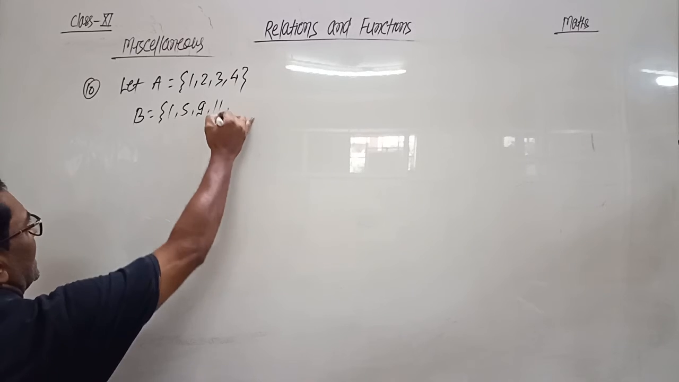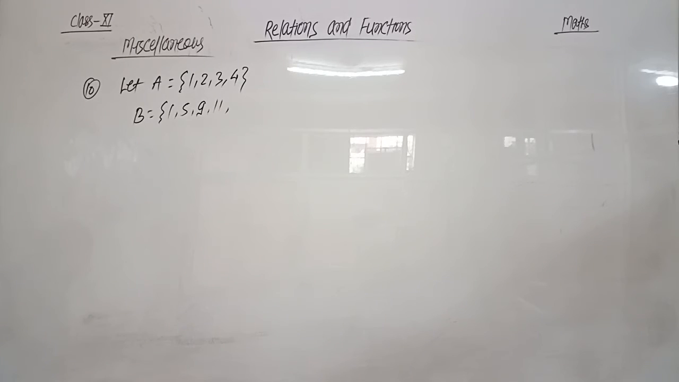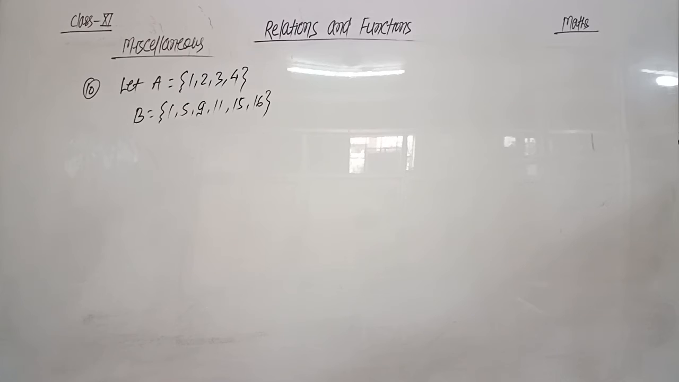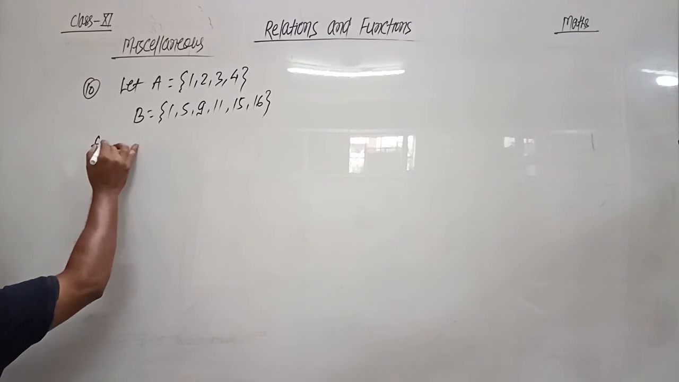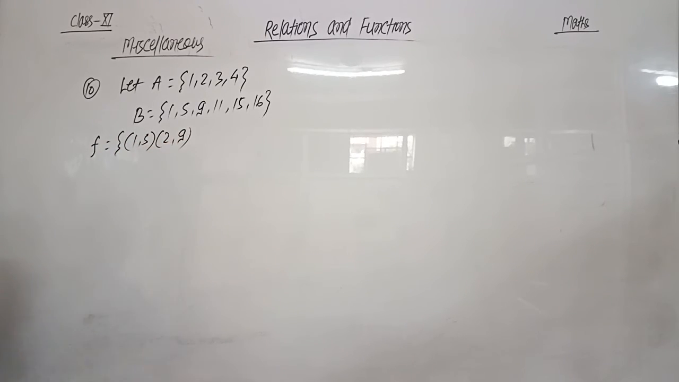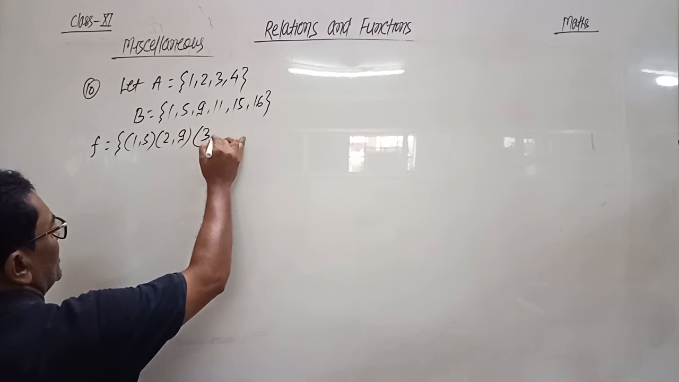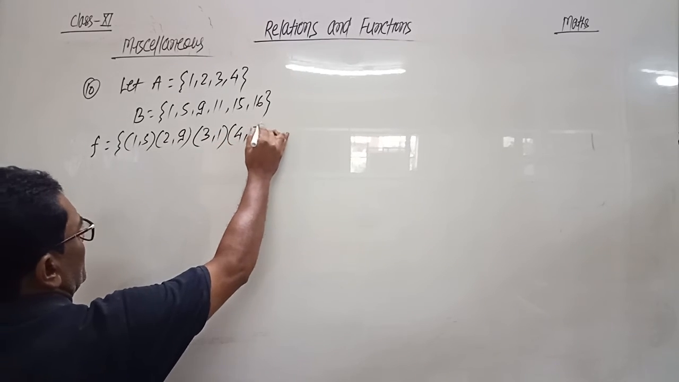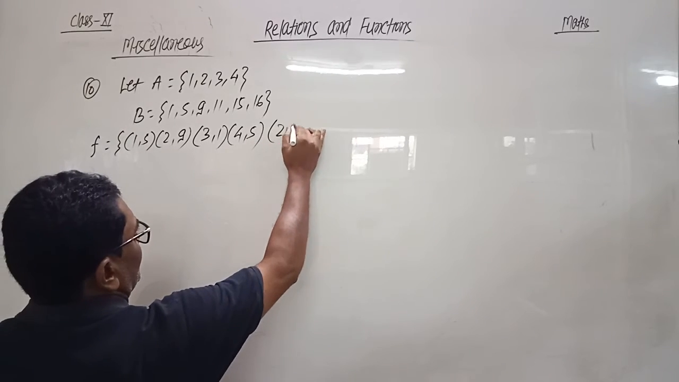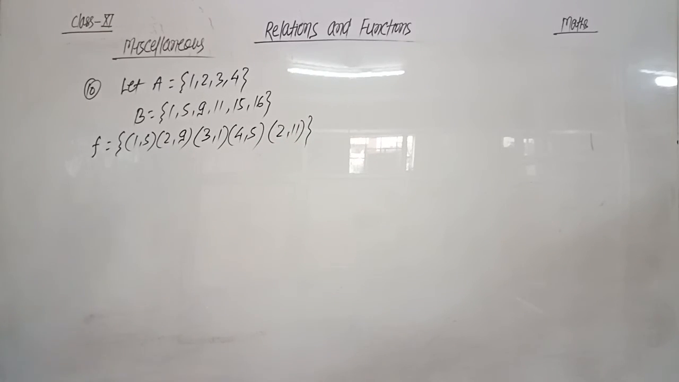Set B equals {1, 5, 9, 11, 15, 16}. And the function is given by F equals {(1, 5), (2, 9), (3, 1), (4, 5), (2, 11)}.